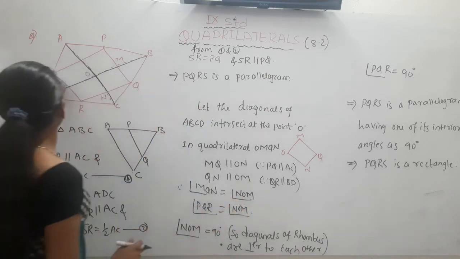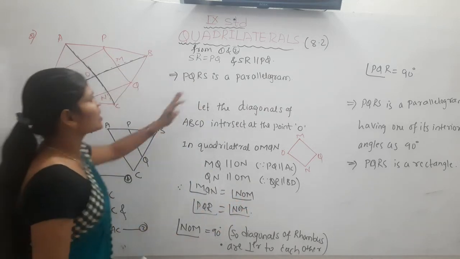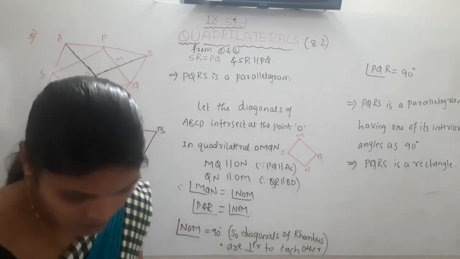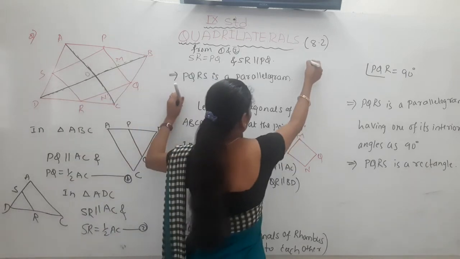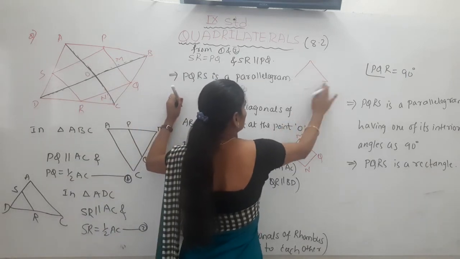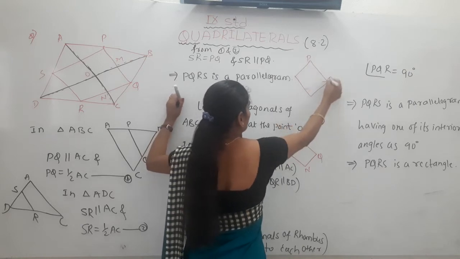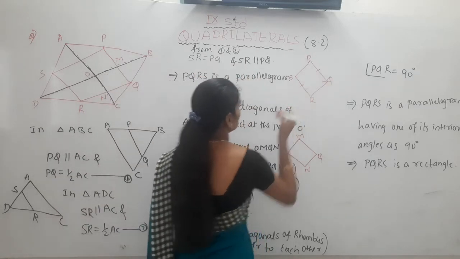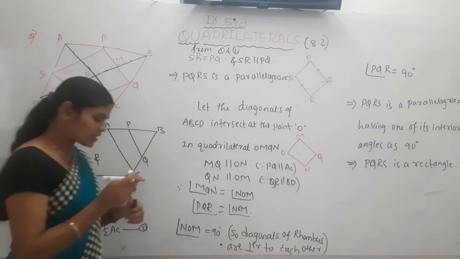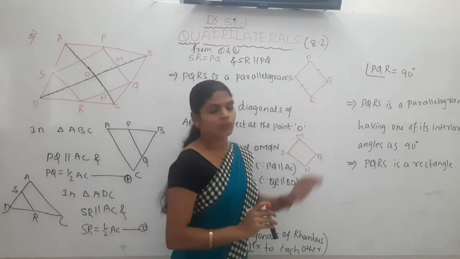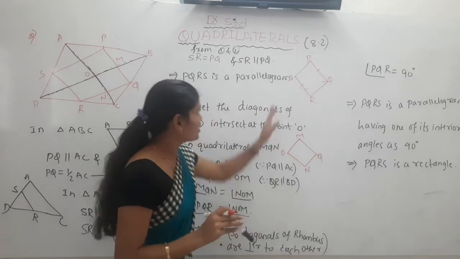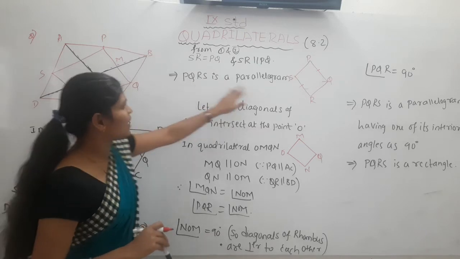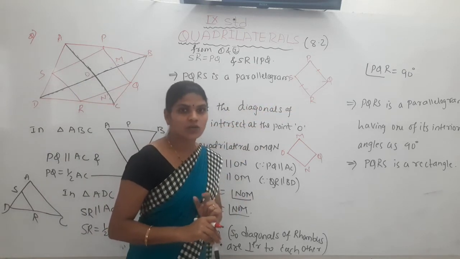Now we get that PQRS is a parallelogram. Why? Because in the quadrilateral PQRS, SR is equal to PQ as well as parallel. What is the condition for a parallelogram? If one pair of opposite sides are parallel as well as equal, then the quadrilateral must be a parallelogram. So PQRS is a parallelogram.